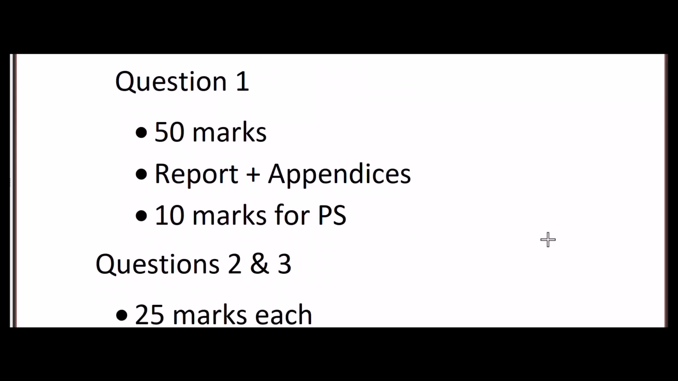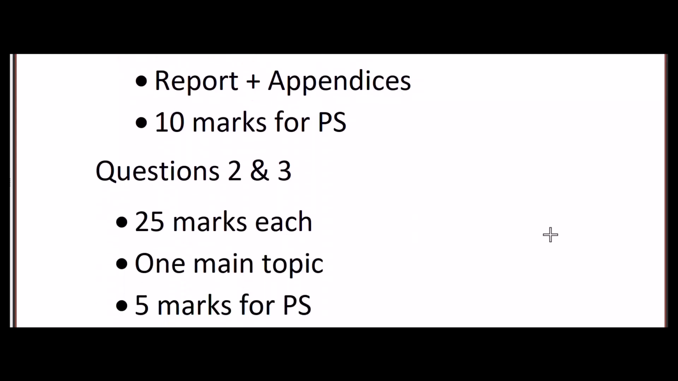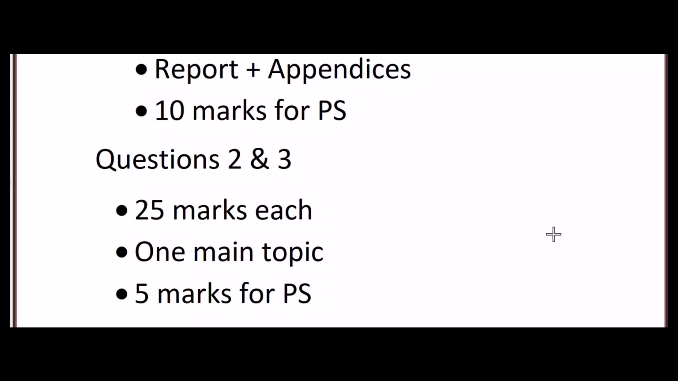We then come to questions 2 and 3. The examining team like to call that section B, but to all intents and purposes, you've got 3 questions and you've got to do them all. So you've got 25 marks for each. They're predominantly one topic based. There's going to be support topics, but they're predominantly one topic based. And there are 5 marks for professional skills. So you've got a fairly straightforward exam format to follow.